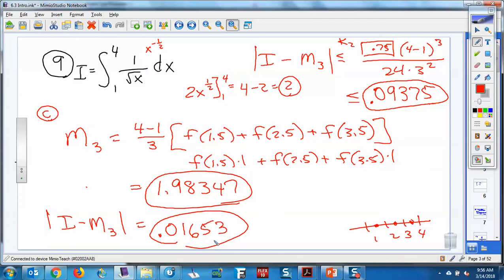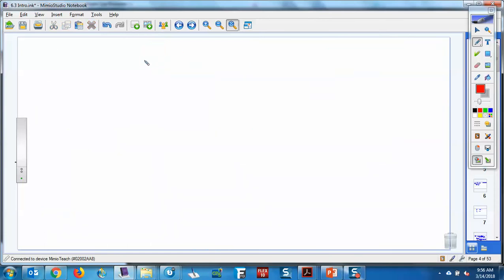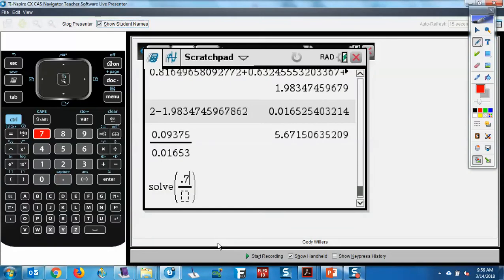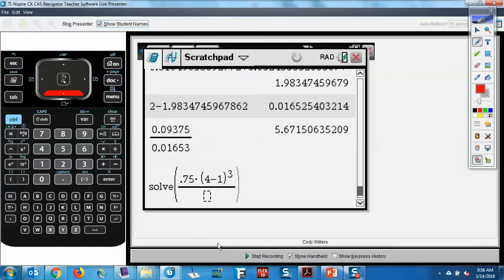Okay, then the last one says, what would you need to be within 0.005? So let's review that for everybody. Let's go ahead and do that. So we had 0.75. So Cody, let's go ahead and solve this one. So we'd have this. We'd have 0.75 times 24n squared less than or equal to 0.005, and then we just get on our calculator and we solve that thing. It was 4 minus 1, or just 3 cubed, and then over 24n squared. Nope, n. We don't know what n is this time. We're solving for n this time.